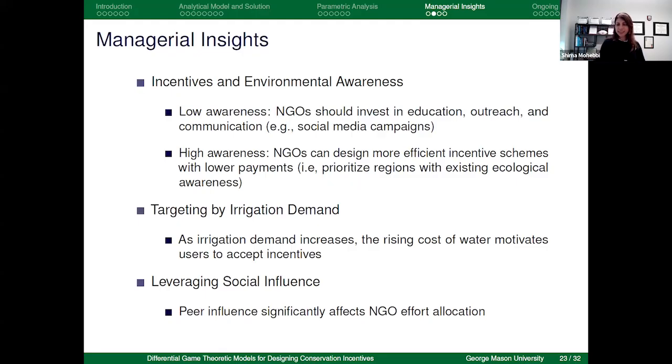Next, peer influence significantly affects the NGO effort allocation, and NGOs need to allocate more effort to influential users, those who affect others' decisions. Recommendations are to rank water users by influence based on their social, spatial, or community proximity, and focus engagement and incentives on top influencers, which leads to a ripple effect on others.